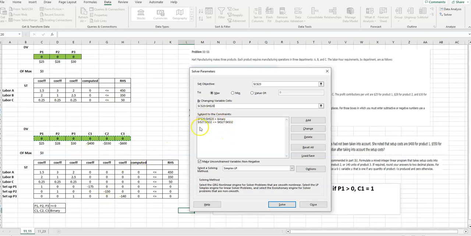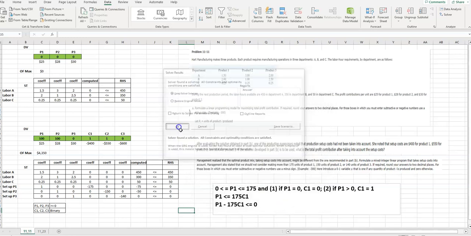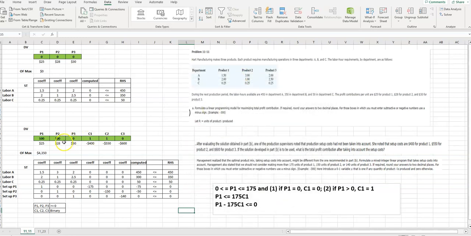And let's see, the first thing I say is that F20 through H20, which is C1, C2, C3, those have to be binary. They have to be either 0 or 1. And then the final constraint here, let's see, I27 through I32, those computed values have to be less than or equal to the right-hand side values. So let me go through and solve this. And let's make sure that we have agreement here.